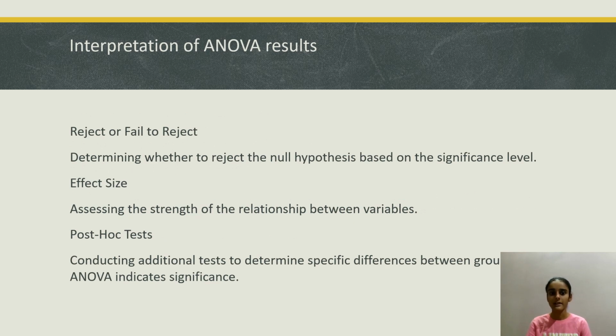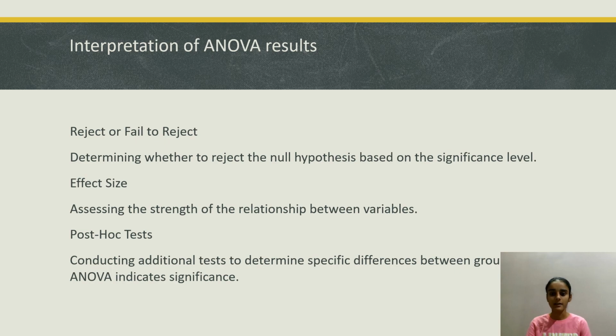Interpretation of ANOVA results. Reject or fail to reject: determining whether to reject the null hypothesis based on the significance level. Effect size: assessing the strength of the relationship between the variables. Post hoc tests: conducting additional tests to determine the specific differences between groups.